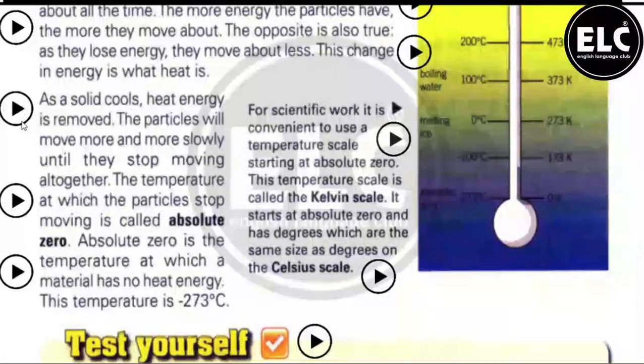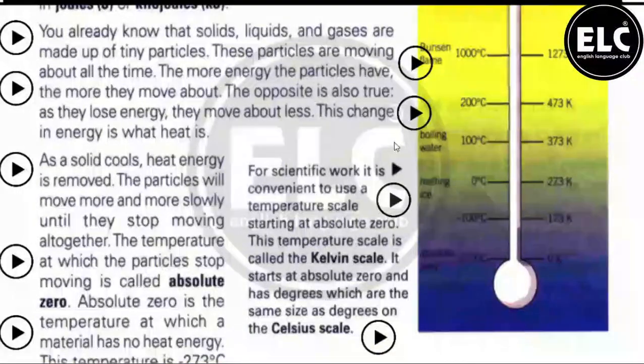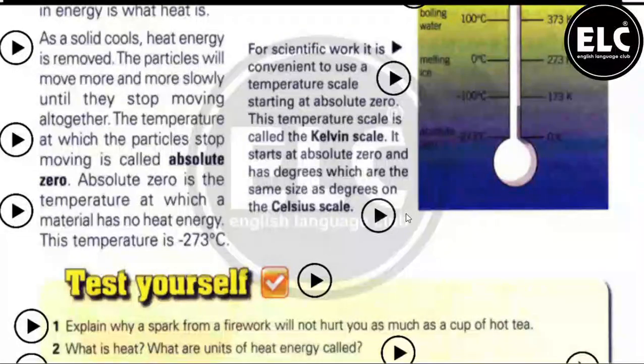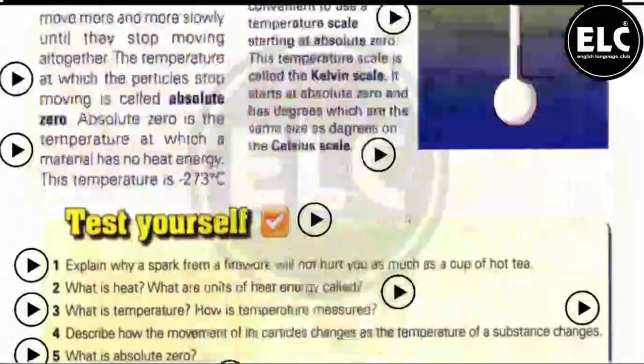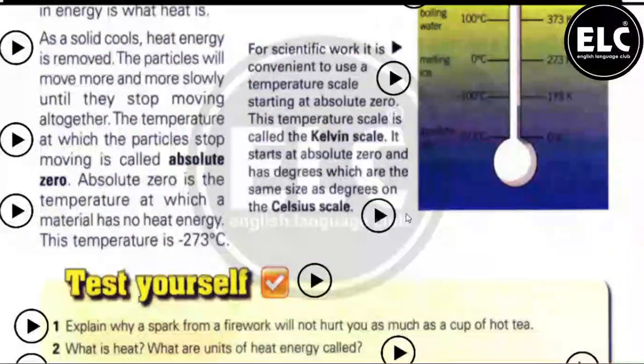As a solid cools, heat energy is removed. The particles will move more and more slowly until they stop moving altogether. The temperature at which the particles stop moving is called absolute zero. Absolute zero is the temperature at which a material has no heat energy. For scientific work it is convenient to use a temperature scale starting at absolute zero. This temperature scale is called the Kelvin scale. It starts at absolute zero and has degrees which are the same size as degrees on the Celsius scale.